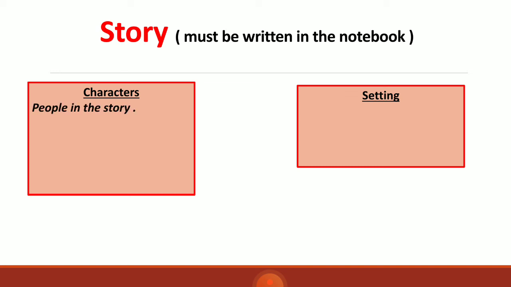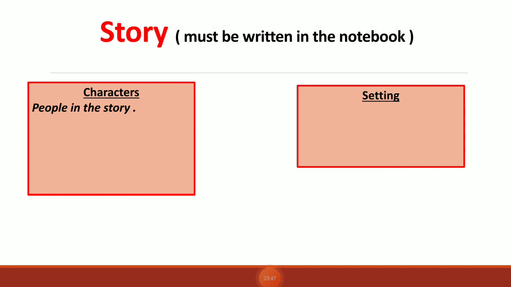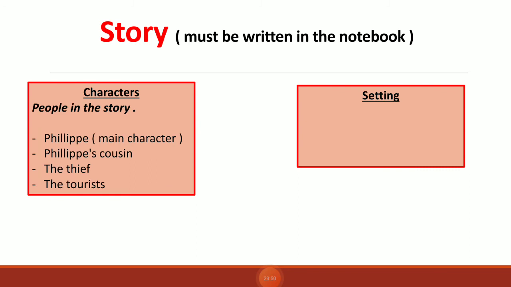Now when we say characters, the characters are people in the story. They are the people who are in the story. The story I read had a group of people. For example, we have Philip. Philip was a main character, meaning a main figure. He was a character in the story and he was a main character. Once again, in stories we usually have characters. These characters mean people in the story. Anyone who was in the story is a character.